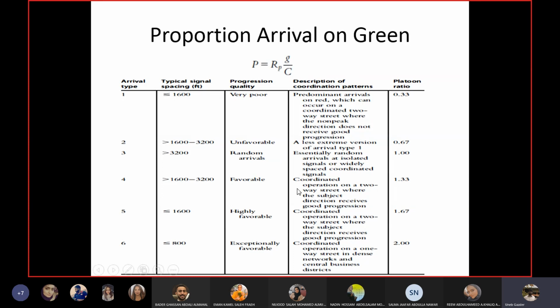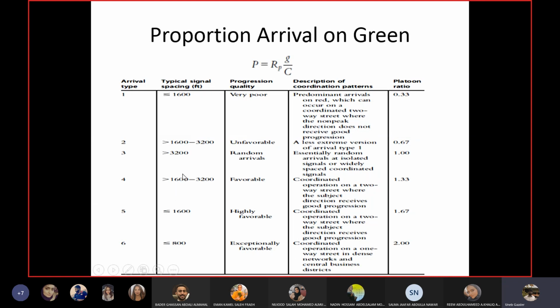Then if the spacing is between 1600 and 3200, but the signal is coordinated where the subject direction is receiving good progression. Okay, so this is the main difference between type 2 and type 4. In type 2 they were saying the subject direction, non-V direction, is not receiving good progression. In type 4 they are saying the subject direction is receiving good progression.